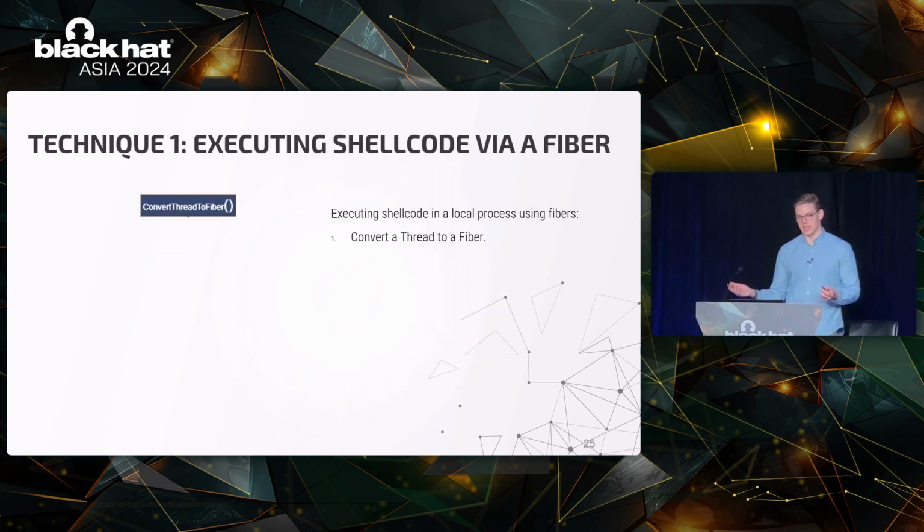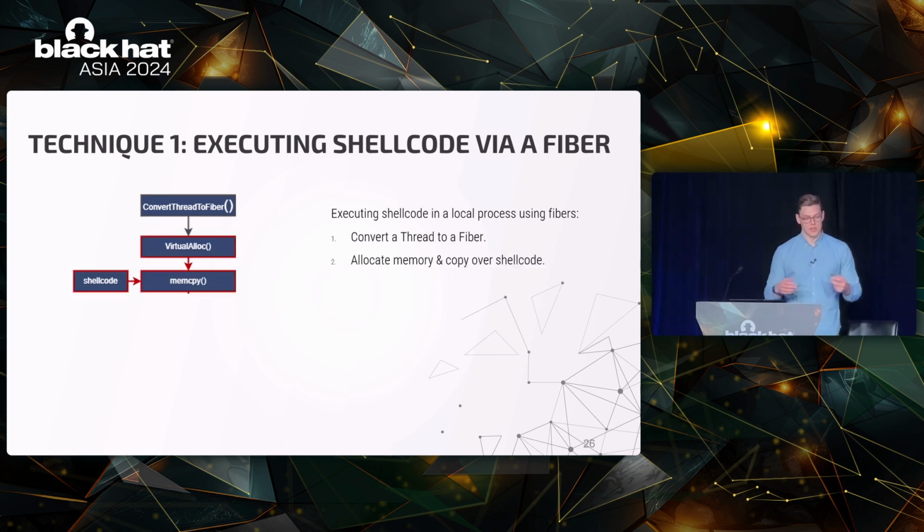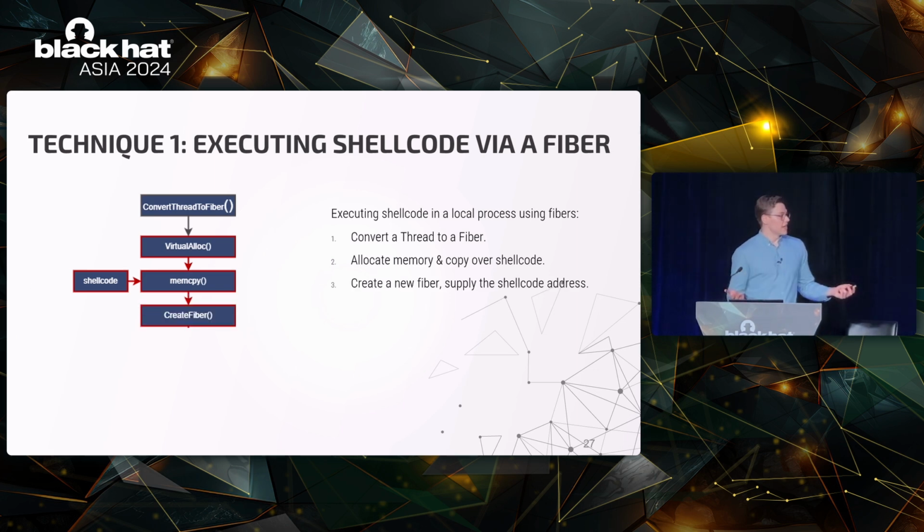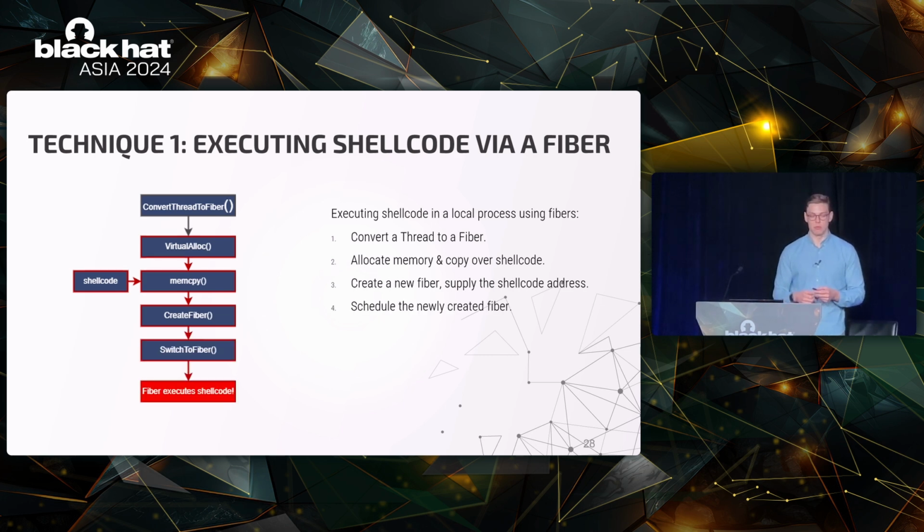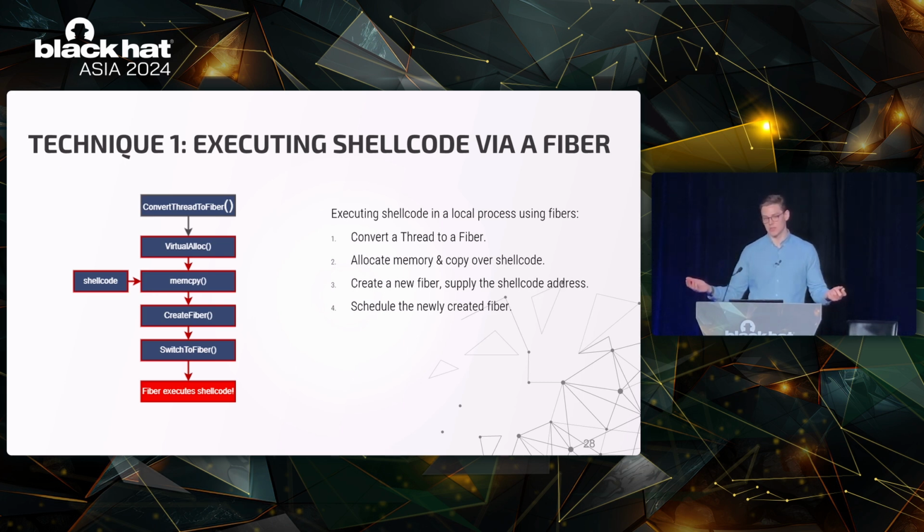So what's the first technique? Well, this is the one the overwhelming majority of those POCs use. And it's basically just to execute your shellcode directly using a fiber. So like before, we convert our thread to a fiber. Then we allocate some memory and store our shellcode to it. We can do this in any number of means, but I've just put one example on the slide. Then we create our new fiber and supply a pointer to our shellcode. And then when we're ready, we call SwitchToFiber to switch the execution, and our fiber's shellcode is executed. Simples.